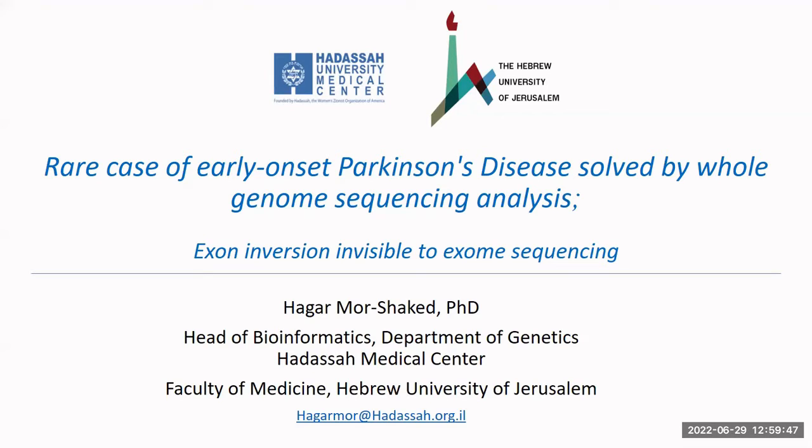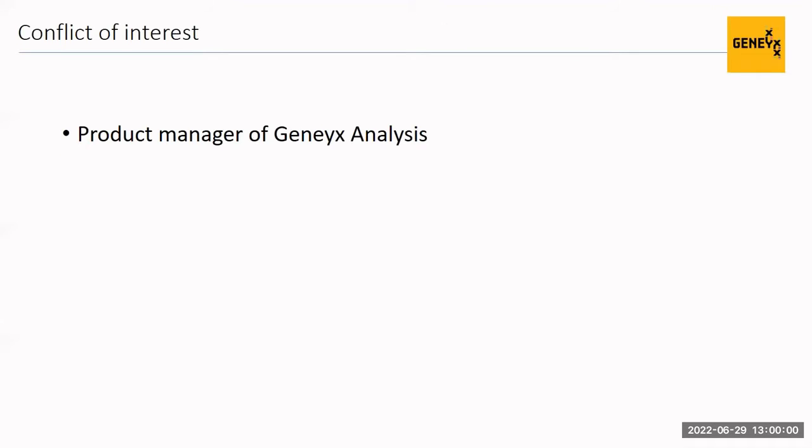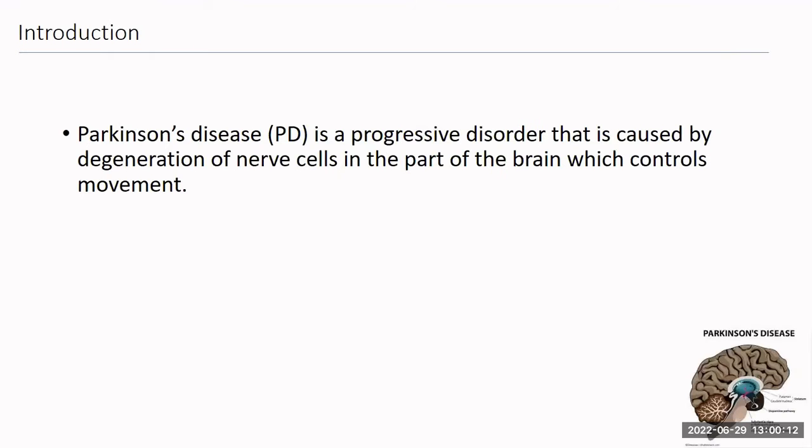Hi, everyone, and thank you, Eli, for the introduction. Today, I'm going to tell you about a rare case of early onset Parkinson disease that was solved by whole genome sequencing analysis. But first, I wish to declare a conflict of interest. I'm currently the product manager of genetics analysis, but the research project that I will tell you about today was conducted and published before that.